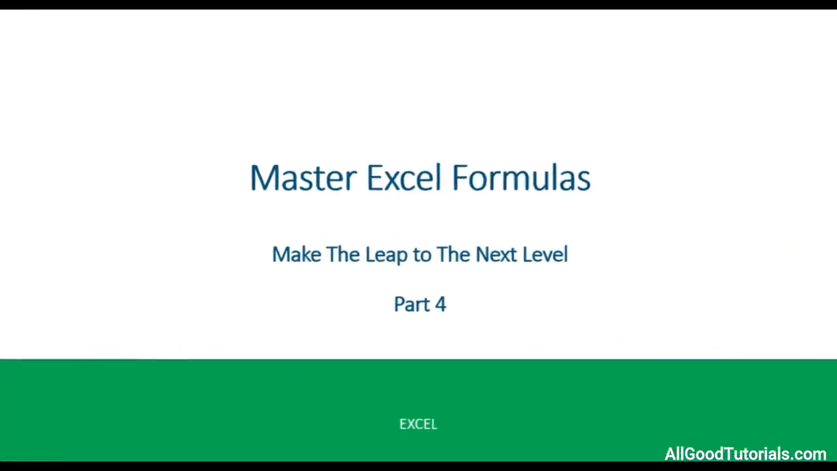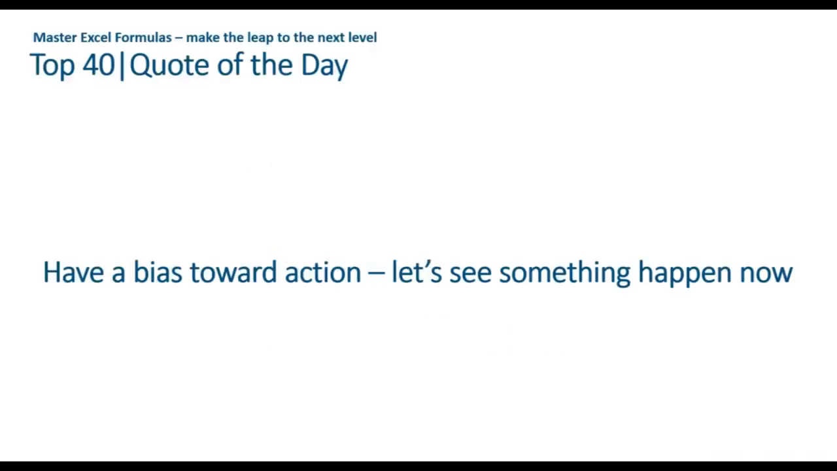Welcome to part 4 of this course. I really hope you're enjoying it so far. And as usual, let's start with the quote of the day. This time it is: have a bias towards action. Let's see something happen now. The whole point of this is that we need to fight our procrastination, because otherwise we are going to be just talkers rather than doers, and we don't really want that.